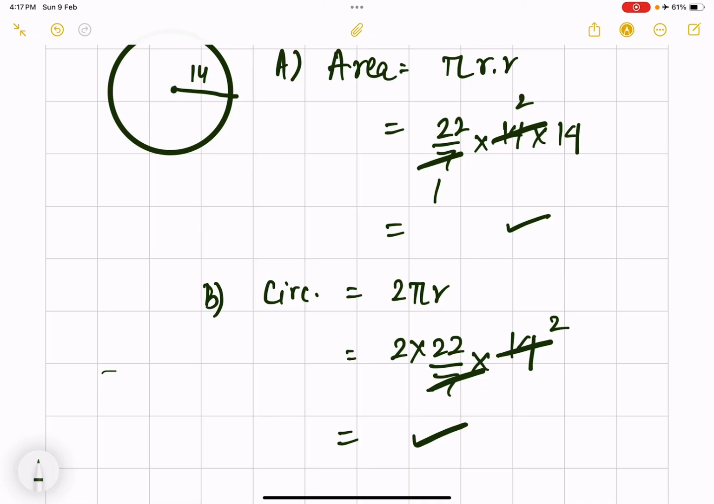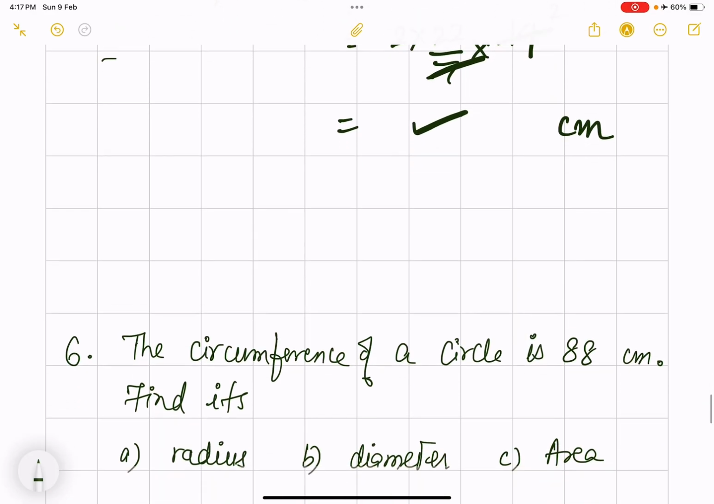But don't forget that the unit of area will be centimeter square. Unit of circumference will be centimeter only because it's length of the boundary.